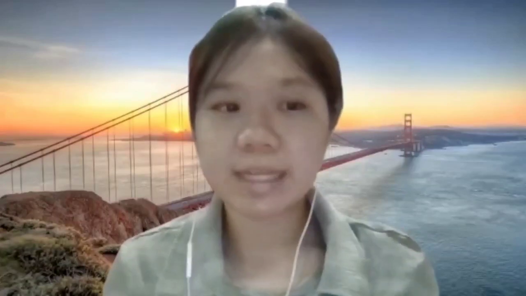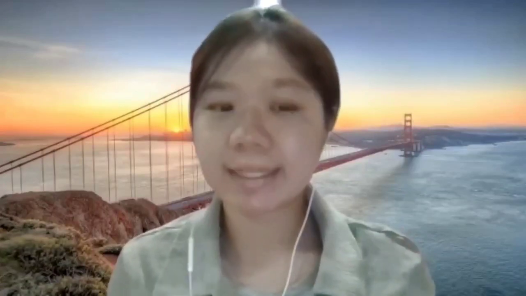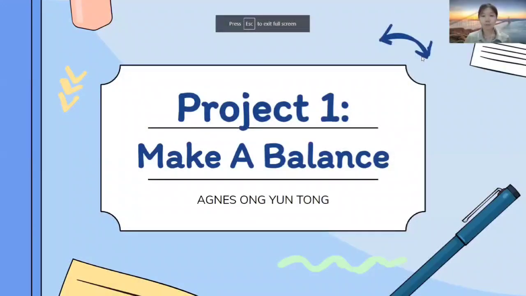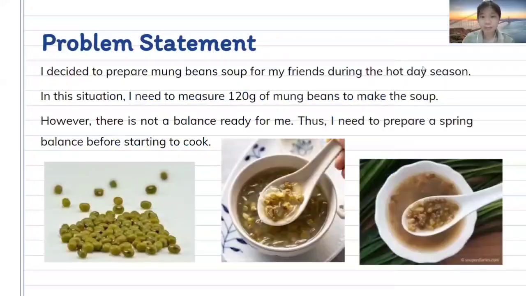Today, I'm going to present my coursework for computational thinking in science. The title of my project 1 is Make a Balance. The first part is the problem statement.